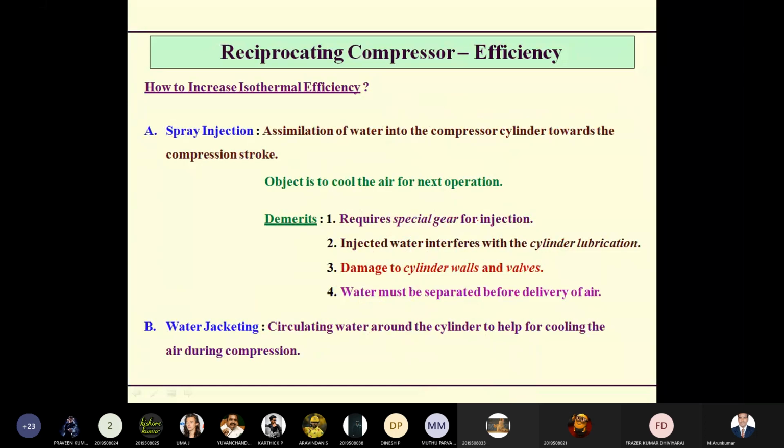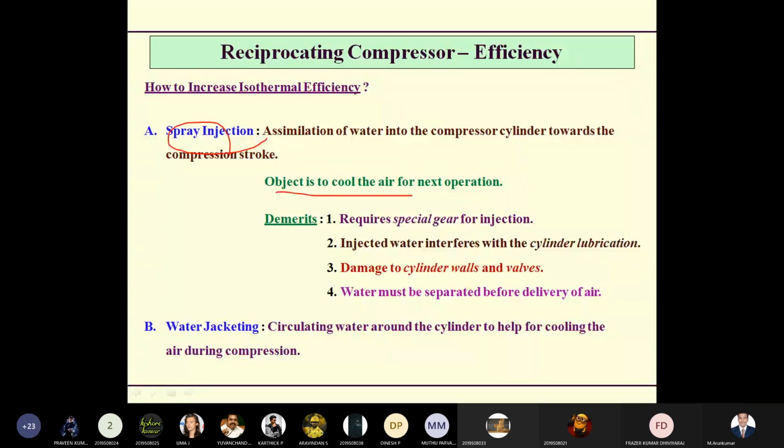Then how to increase the isothermal efficiency? If you want to increase the isothermal efficiency, we can use spray injection, which is the injection of water into the compressor cylinder during the compression stroke. The object is to cool the air for the next operations, right? So we have to be careful while spraying the injection.